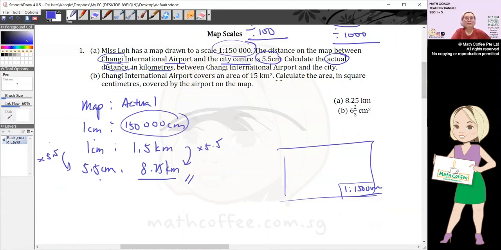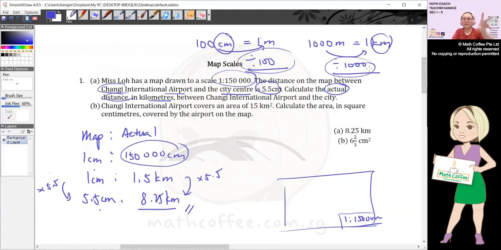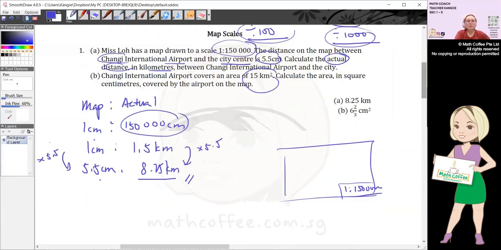Part B now. For map scale, the common mistake is students divide wrongly. This is the first common mistake. After that, most of them don't know how to do the area scale. They will hang at the area scale, so there is nothing much to be scared of. Let's see. They say that Changi Airport covers an area of 15 km square. When you see km square, of course we know that it's the actual area. So you are supposed to find out the map area. So we're going to use this part. But take note that this is the length scale, so I just bring it down: 1 cm is to 1.5 km. It's the length scale, so I'm going to change it to area scale. So what do I do? I square both sides.